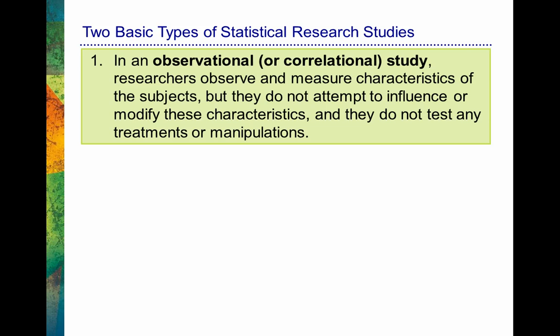So let's move on and start talking about the different types of research studies now that we have a sense of what variables are. Because we're going to measure those variables in a variety of different ways. We're going to talk about two basic types of research studies. The first type that we're going to discuss is an observational, also known as a correlational research study.